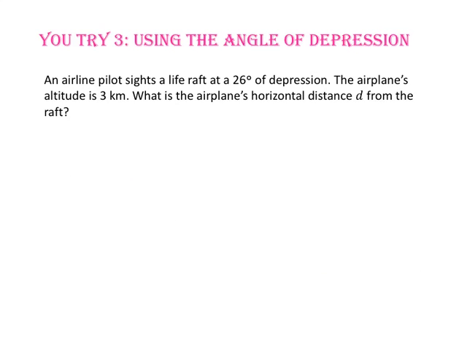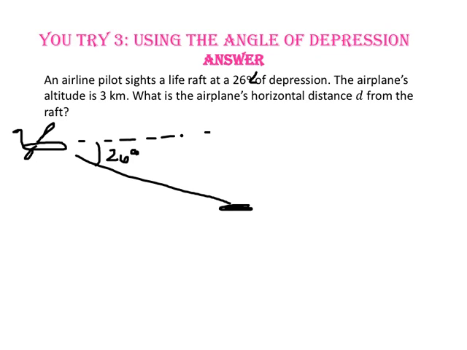Pause the video and try number 3. An airline pilot sights a life raft at a 26-degree angle of depression. The airplane's altitude is 3 kilometers. What is the airplane's horizontal distance, d, from the raft?